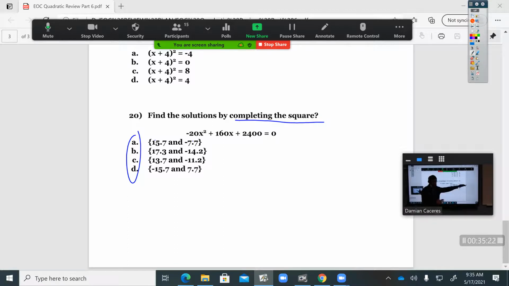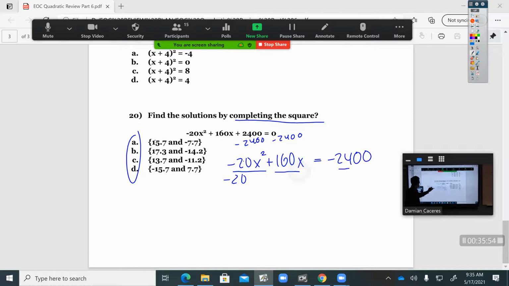Okay? So because we just did completing the square right now, and it's fresh, let's do it again. Minus 2400 is the first step because the constant has to go to the opposite side. So we have negative 20x squared plus 160x equals negative 2400. With me? Now, a has to be 1. It can't be a number there. So you have to divide by negative 20.